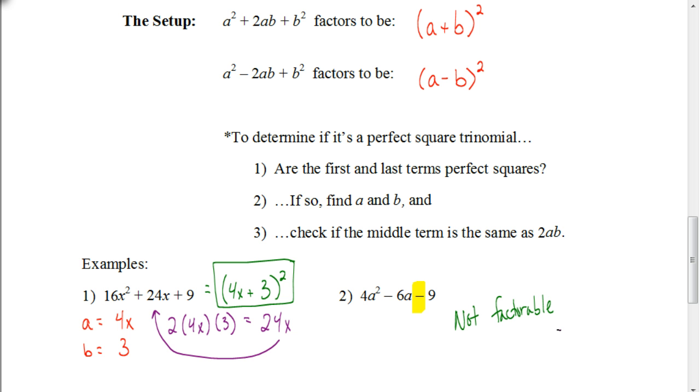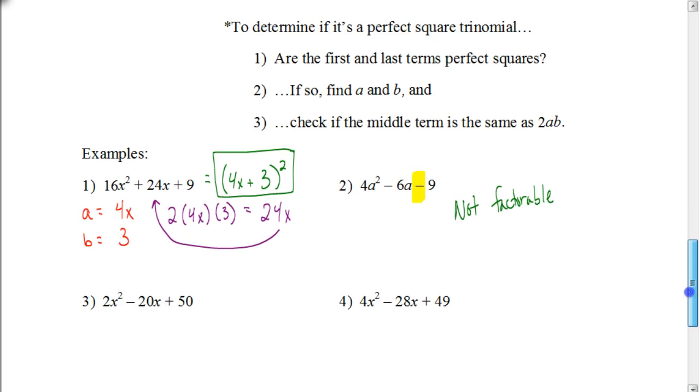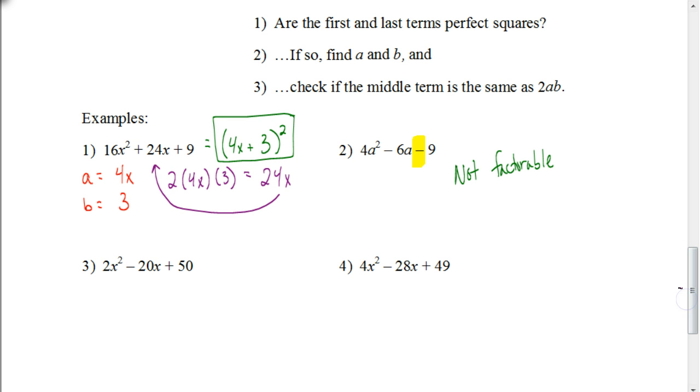At least it's not a perfect square trinomial, so we're not going to be able to factor this right now. Okay, I want you guys to work on these next two. See if you can factor these down. Remember, you have to look for a greatest common factor first. That has not changed. That is always your first step in factoring. Always look for a greatest common factor.